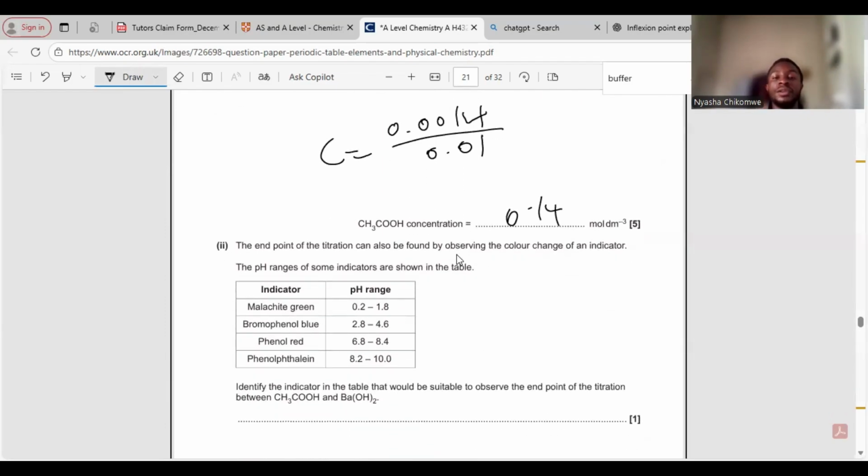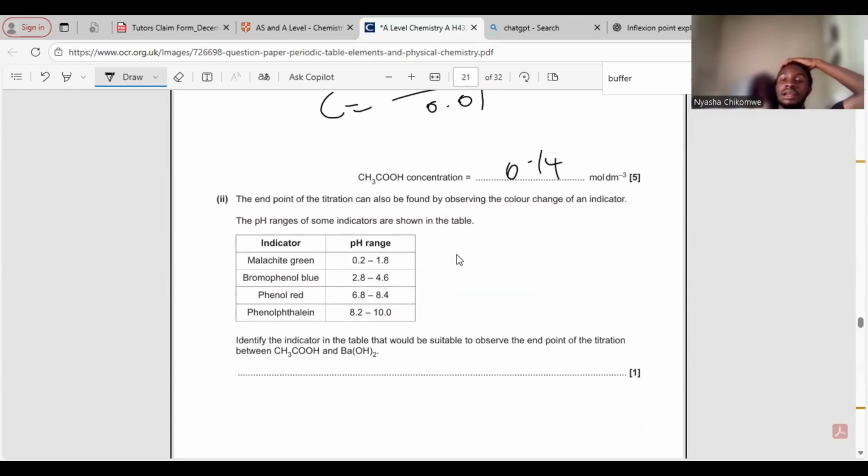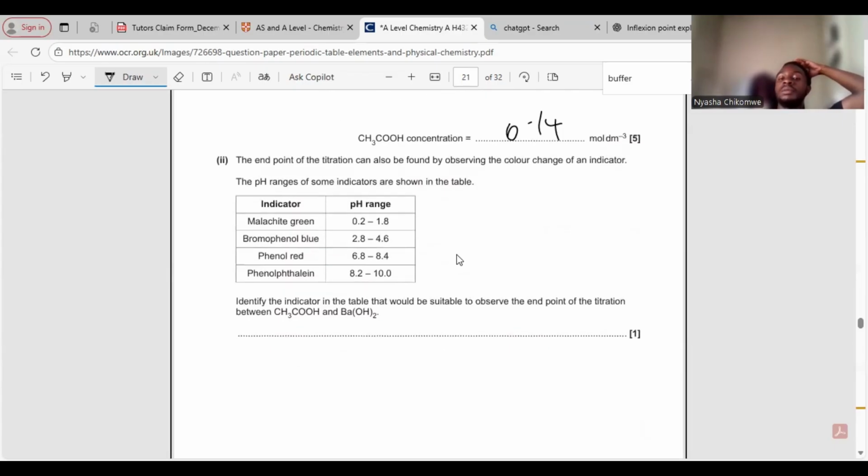Now, the endpoint of the titration can be found by observing the color of an indicator. The pH ranges of the indicators are shown. Identify the indicator in the table that will be the most suitable to observe the endpoint of the titration. The most suitable indicator is the one which is close to the equivalence point. So the closer the indicator's pH range is to the equivalence point, the better it is.